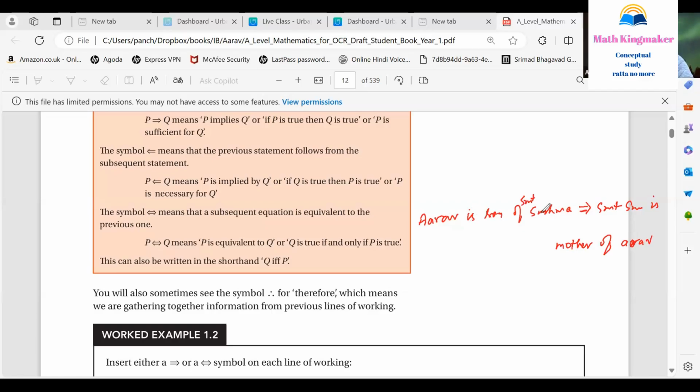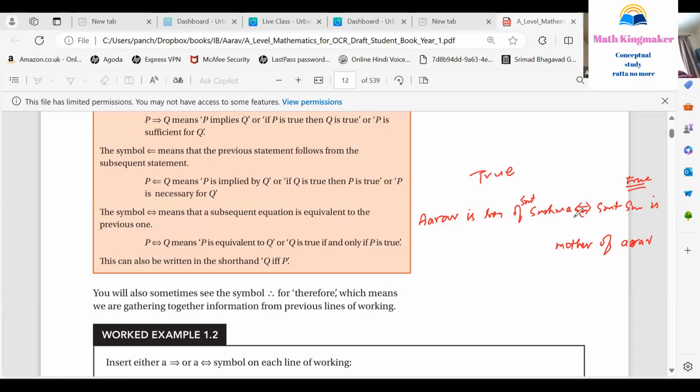So if Arav is son of Srimati Sushma, then obviously Srimati Sushma is mother of Arav. If this is true, then this statement is also true. And if Srimati Sushma is mother of Arav, then Arav is son of Srimati Sushma. Is this statement true? Yes. So that will be vice versa.